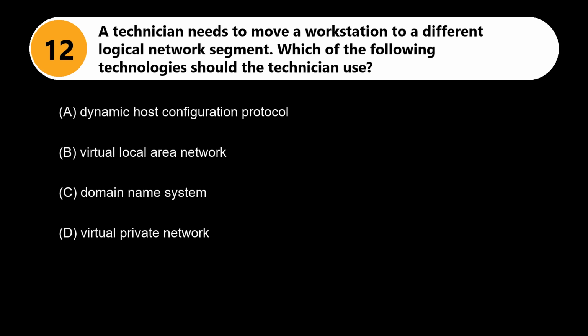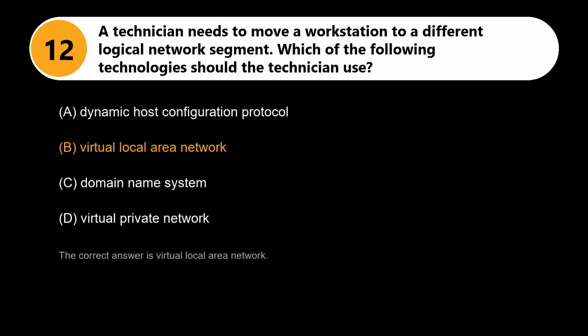Question 12. A technician needs to move a workstation to a different logical network segment. Which of the following technologies should the technician use? Option A, dynamic host configuration protocol. Option B, virtual local area network. Option C, domain name system. Option D, virtual private network. The correct answer is option B, virtual local area network.